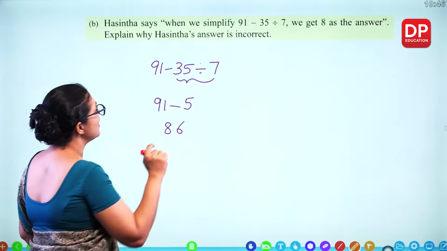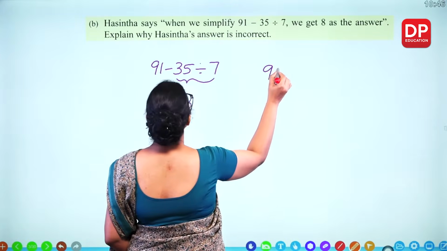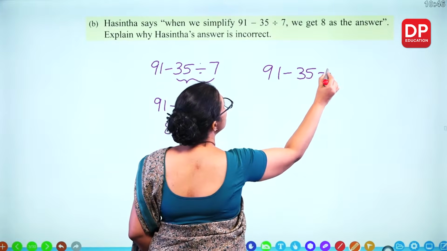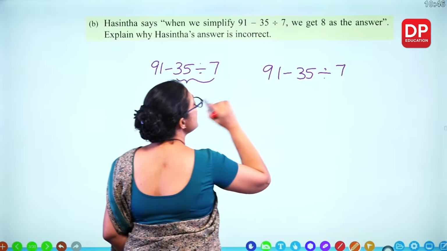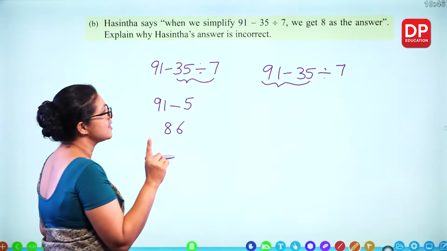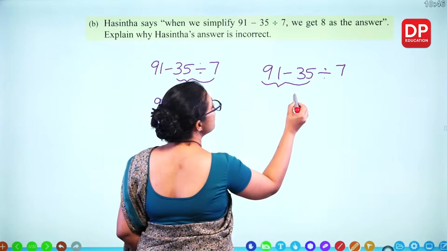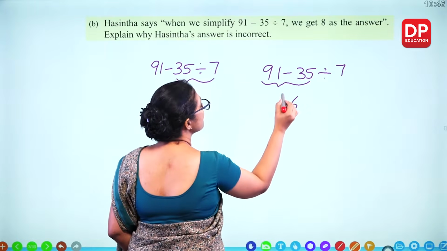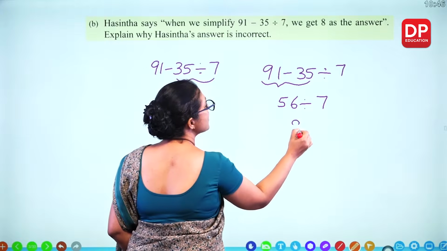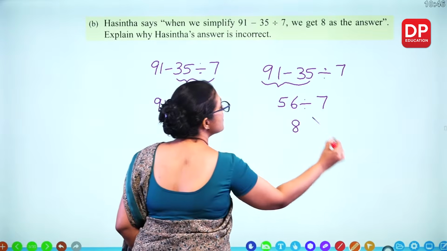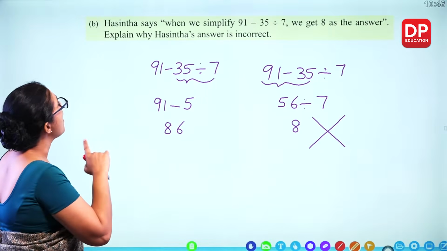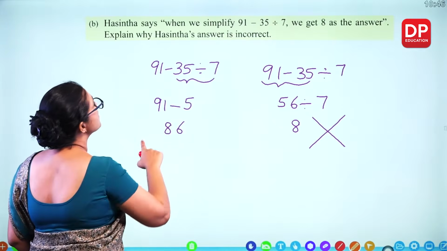So what do you think the operation he did? I think he forgot to do division first. We'll see. Maybe he did subtraction first. 91 minus 35, 56 divided by 7, that's 8. So this is wrong. So you have to do division first.